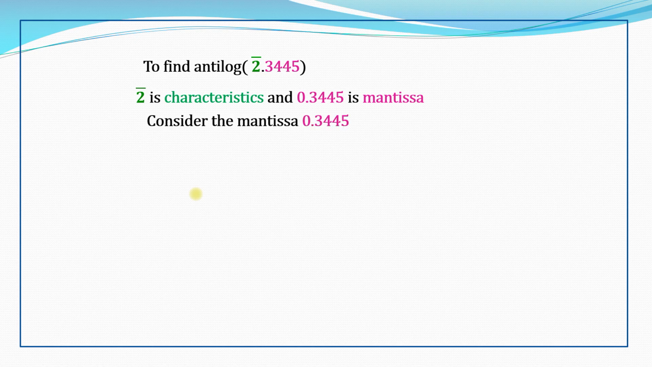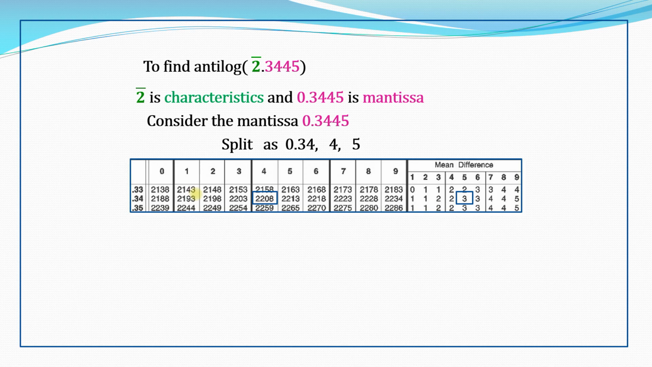So consider this mantissa and split this into 3 parts as I discussed earlier, and in the antilog table look for the row numbered 0.34 under the column headed by 4. So the intersection part is 2208. So note down this value. Under the same row, the mean difference column headed by 5 is 3. So add these two, you get 2211.